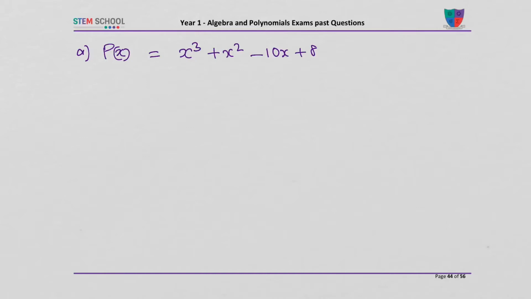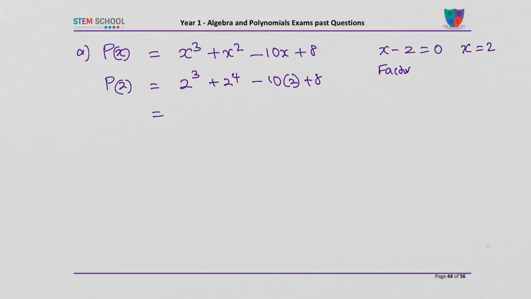To show that x - 2 is a factor, we have to set x - 2 equal to 0 to create a root. If this is a factor, to make a root, you set it to 0, and therefore x equals 2. If you plug in x equals 2, we have p(2) = 2^3 + 2^2 - 10(2) + 8.